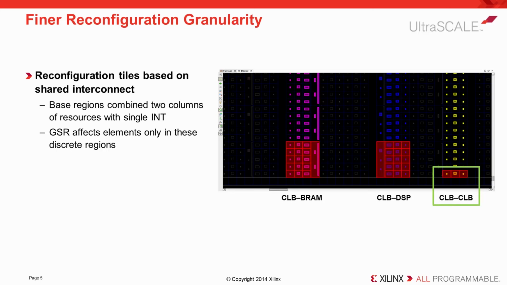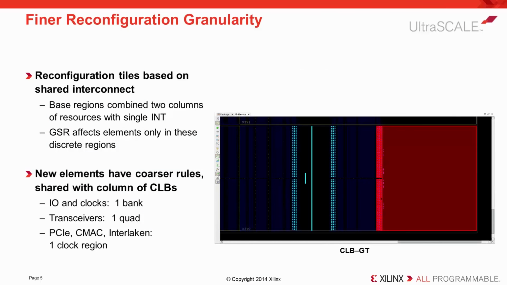For resources such as block RAM or DSP, the minimum unit is one of those elements paired with 5 neighboring CLBs. For the largest resources, like PCIe, CMAC, or Interlaken, or for a single transceiver quad, the programmable unit granularity is a full clock region height. This pairs a single element with a column of CLB resources and the associated shared routing interconnect between them.